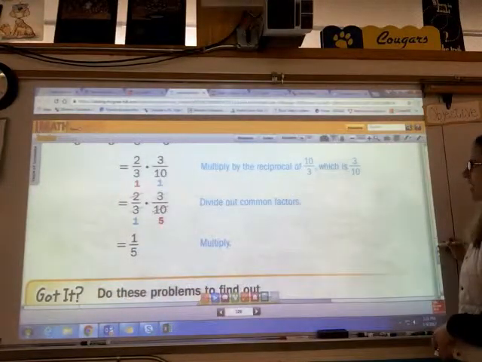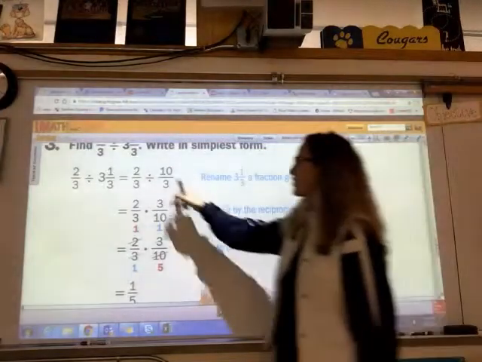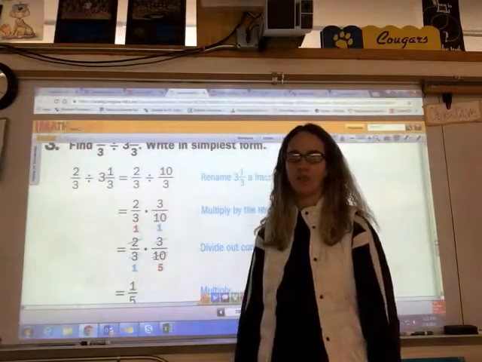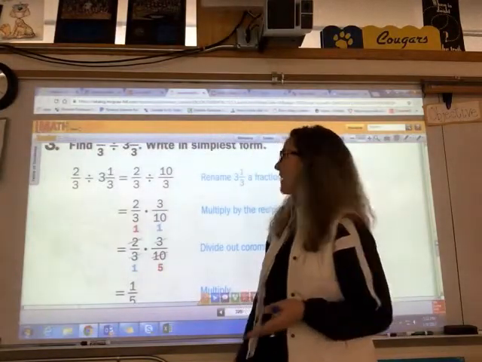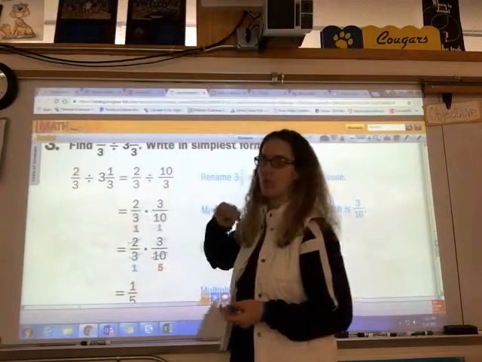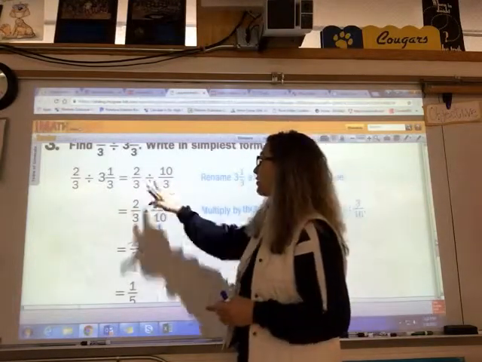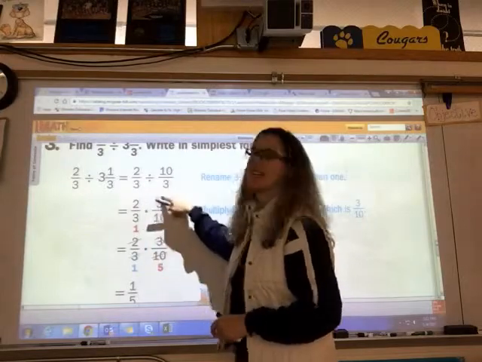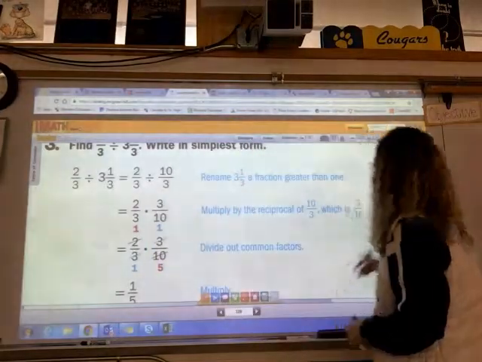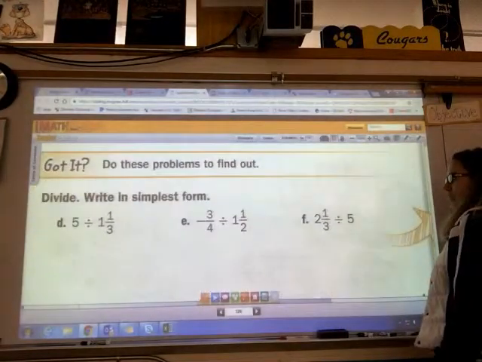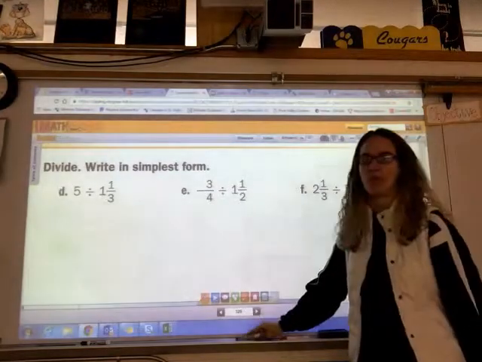One of the things that ends up happening if you switch this too soon or change it to the multiplicative inverse too soon is the fact that sometimes we forget that we need to multiply, or we end up changing this to multiplication and we forget to use the reciprocal. So please take your time on that. Okay, let's talk about D, E, and F together.